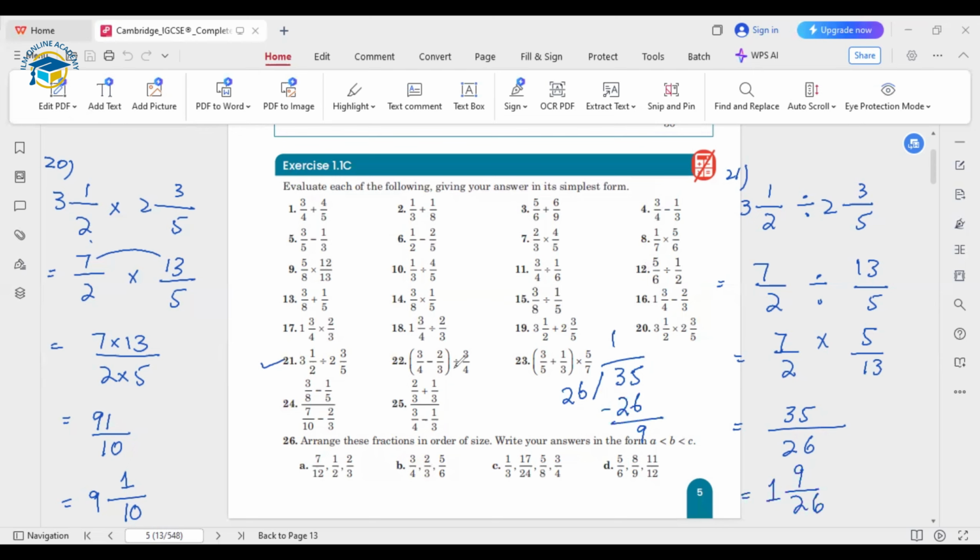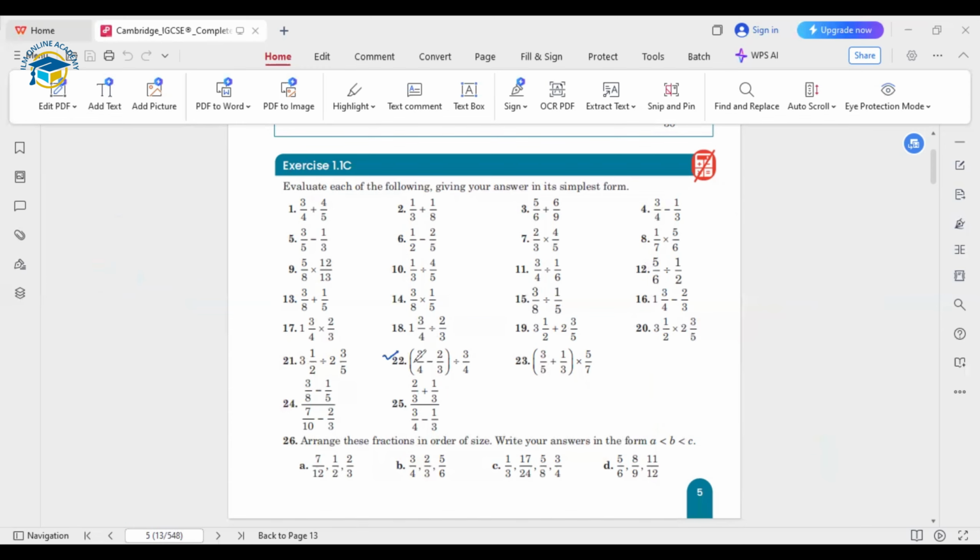Next, you can see in this exercise, they gave some fractions with simplification to go on with more complex ones. If I go on with this 22nd, they gave us the bracket over here. Firstly, we need to solve this bracket first, and then we will deal with the outer portion of the fraction. Similarly, in 23rd, you need to deal with the addition of these two fractions first, and then we will go with the multiplication, using the BODMAS rule.